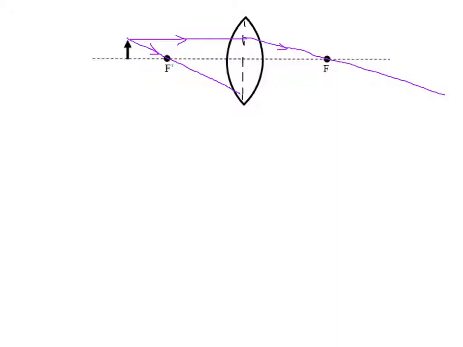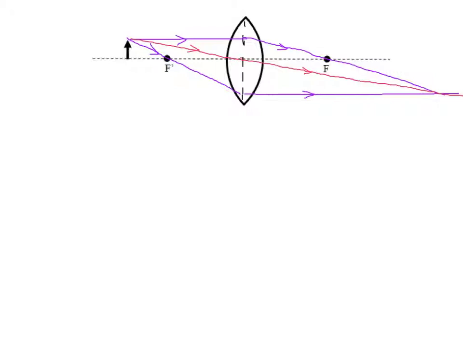When it hits the lens, it refracts parallel. So it's going to go this way. And then you could draw the third one, which is through the midpoint, and that's the one that just keeps on going straight through that midpoint of the lens. So it looks kind of like this, and you can see that all three of those rays converge at that same point.